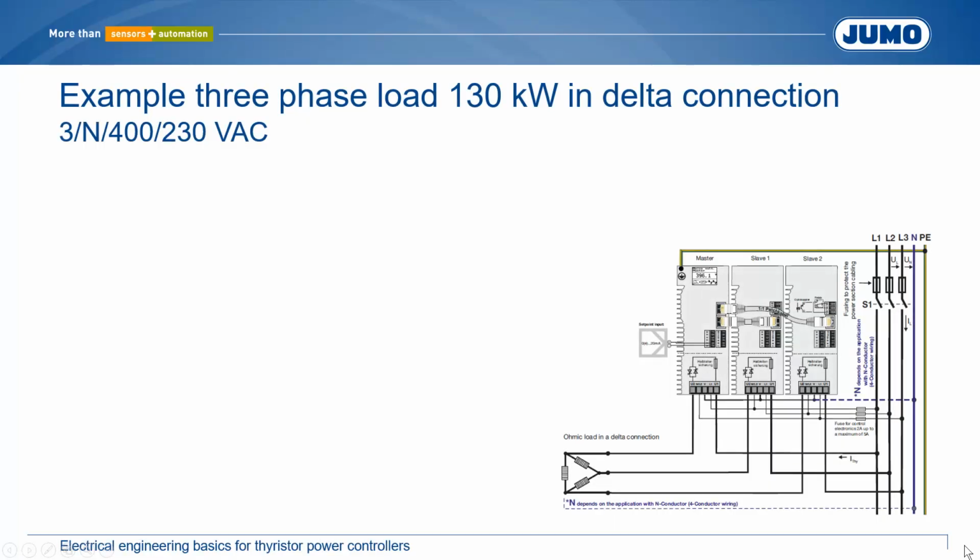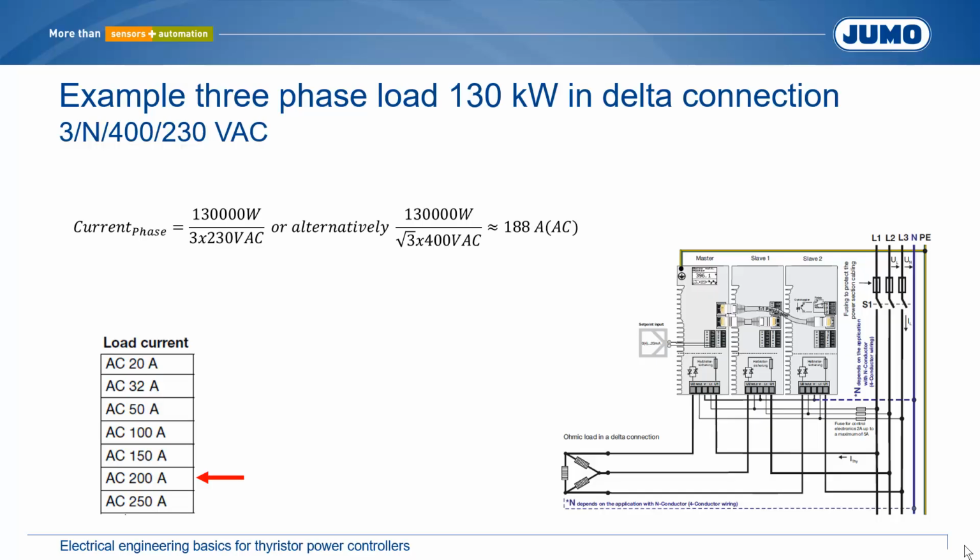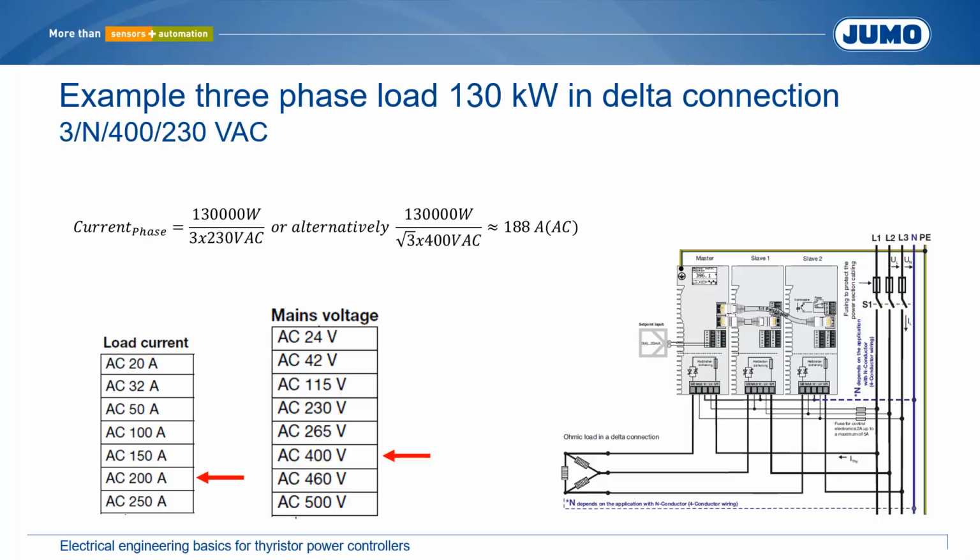The dimensioning is to be considered for a three-phase load with 130 kilowatts nominal power in delta connection. The controller must at least be designed for the current according to the formulas. A controller for the maximum current of 200 amp AC is used. The controller must also be designed for the phase-to-phase voltage, that is 400 volt AC.